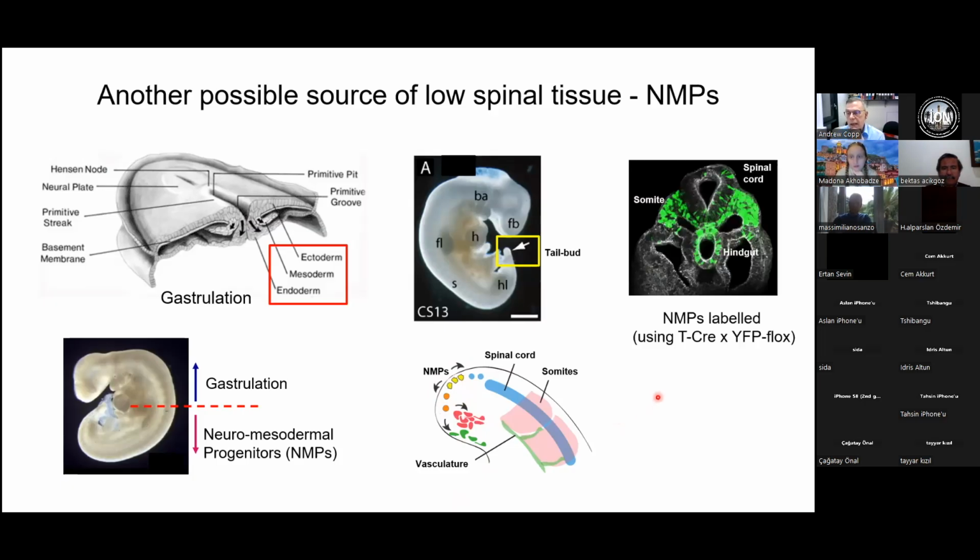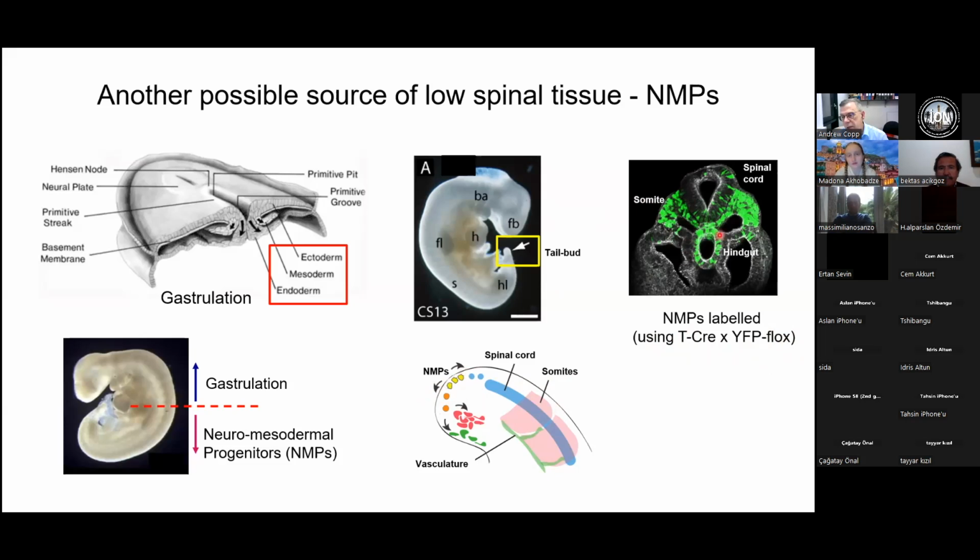We can label these cells in the mouse using a genetic method, and I won't go into this in detail, but essentially this is a Cre-LoxP system in which we have YFP, yellow fluorescent protein, which is the fluorescence here, which is the readout, and this is floxed so that it will only be expressed when Cre is present to remove the LoxP sites. And Cre is driven by a promoter of the brachyury T gene, and T is expressed in these cells.